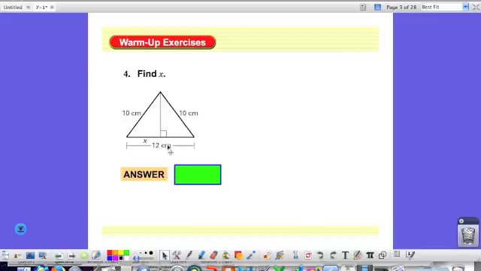And the next problem, find x. So you can see here that this is 10, this is 10, so this segment here, I think we learned already, in an isosceles triangle, the altitude is also the perpendicular bisector, it's also the median, it's also an angle bisector. So that means x and x are going to be equal. So x is equal to 6.